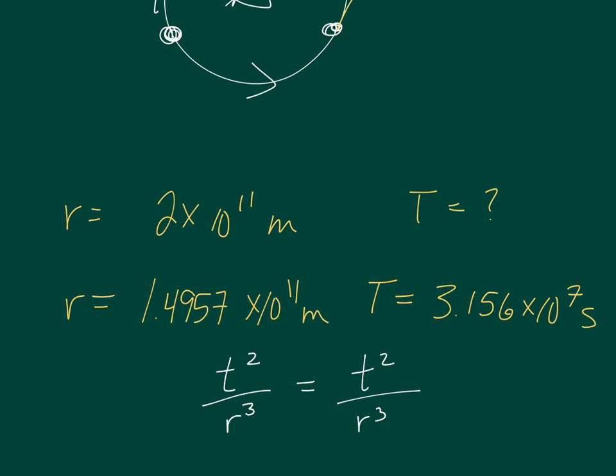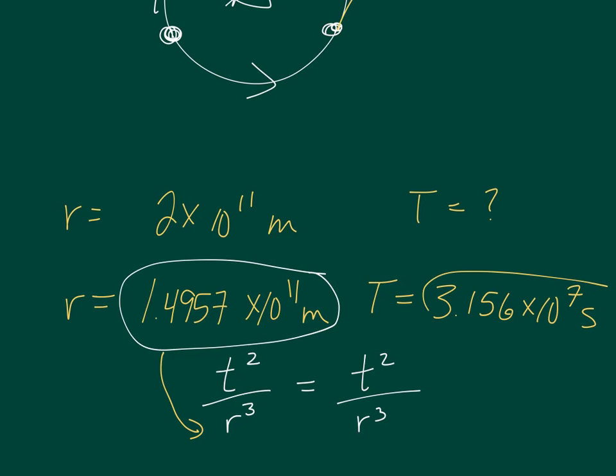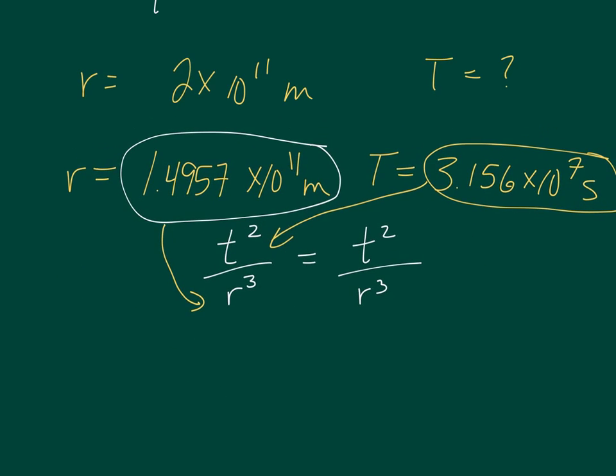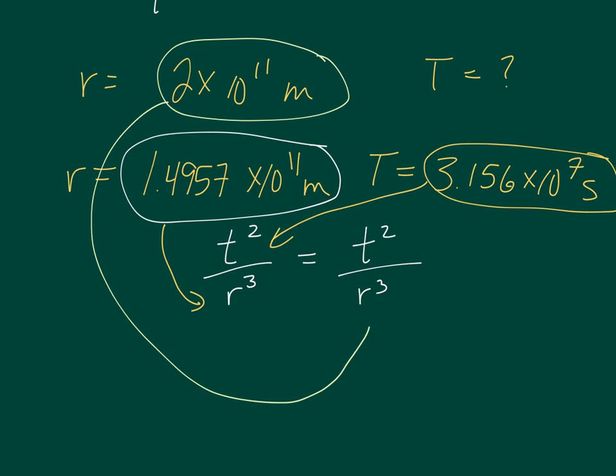For one of these, take this r for the Earth, plug it in right here. Take this time period for the Earth, plug it in right here. So that's one side of the equation, the Earth. On the other side of the equation is the other planet. Well, you know the R value for the other planet. It was given to you. So take that R value for the other planet, plug it in all the way down here, and then solve for what I'm circling here.